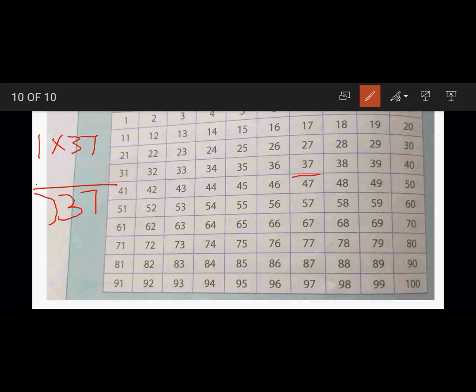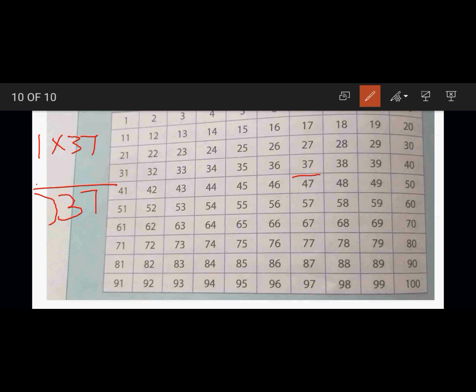There is a simple rule, children. The Sieve of Eratosthenes tells us what the prime numbers are. But today we will learn some divisibility rules also. If you want to divide a number by 2, the number should end with 0, 2, 4, 6, or 8. All the even numbers are divisible by 2.